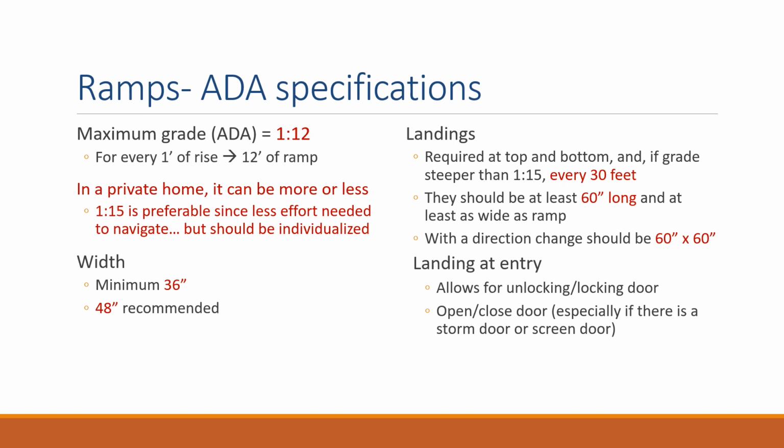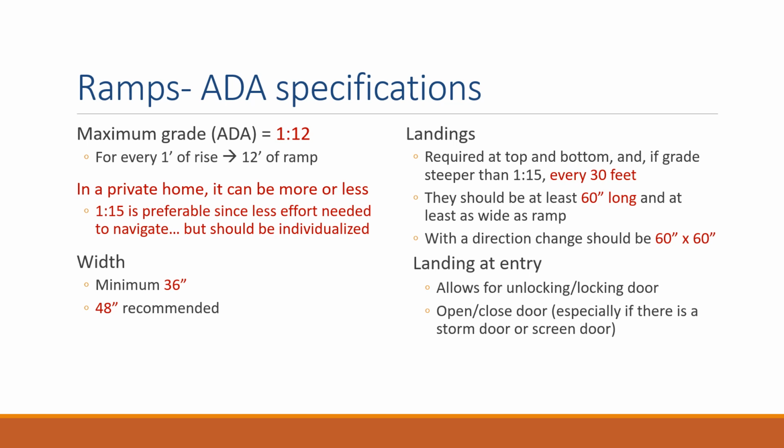Landings are also required at the top and the bottom of the ramp. If the ramp is greater than the 1 to 15 rise over run ratio, then the landing should be at least every 30 feet. Landings from a ramp should be at least 60 inches long, or roughly 5 feet, and as wide as the ramp. This is different from the landing dimensions from a curve that we talked about earlier, which was 36 inches wide, or long, 36 inches long.